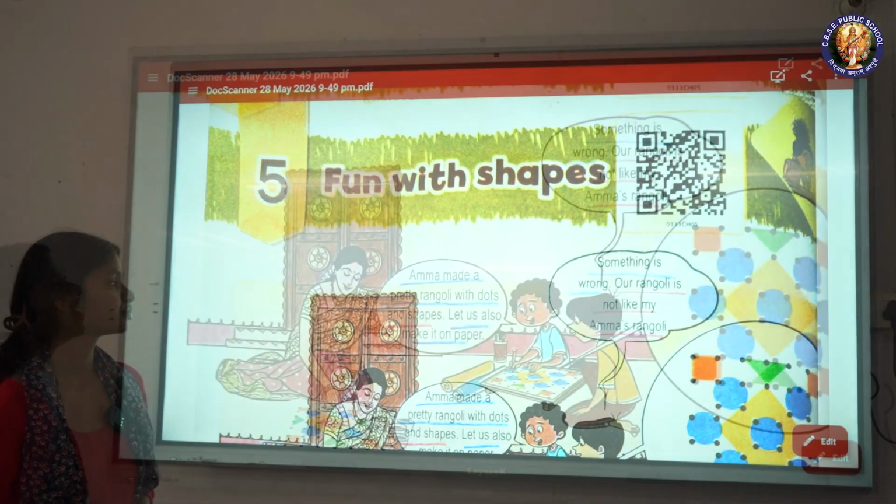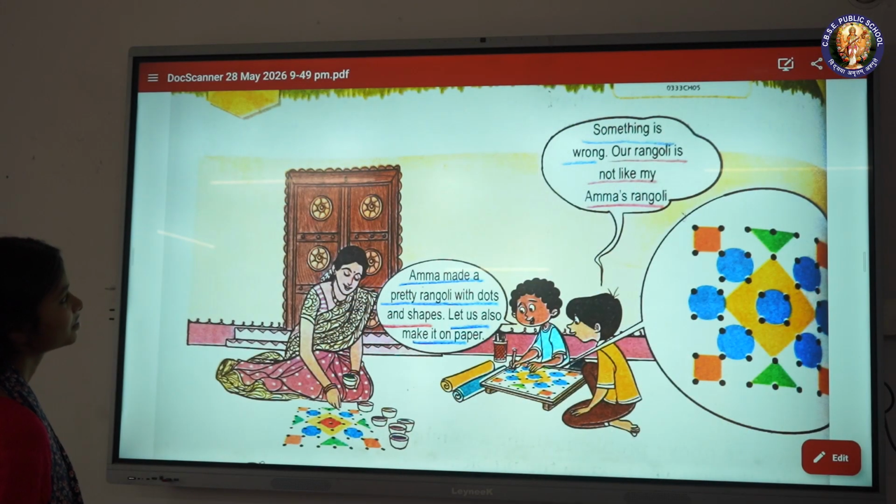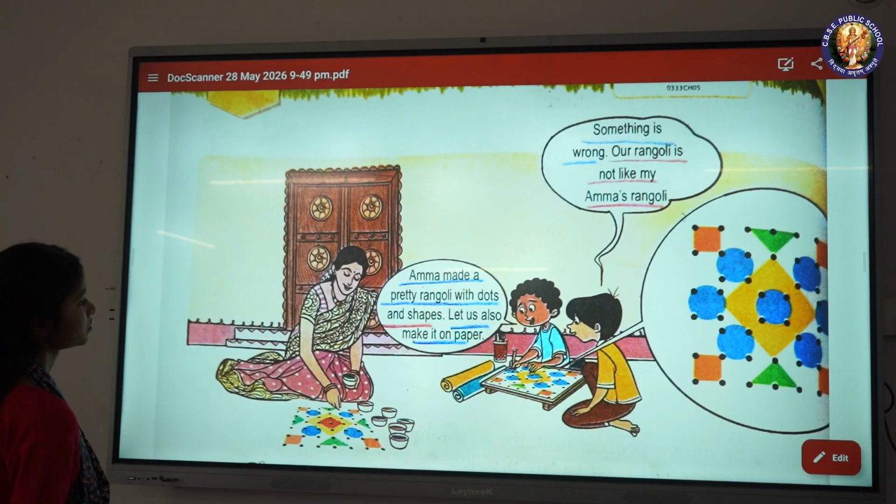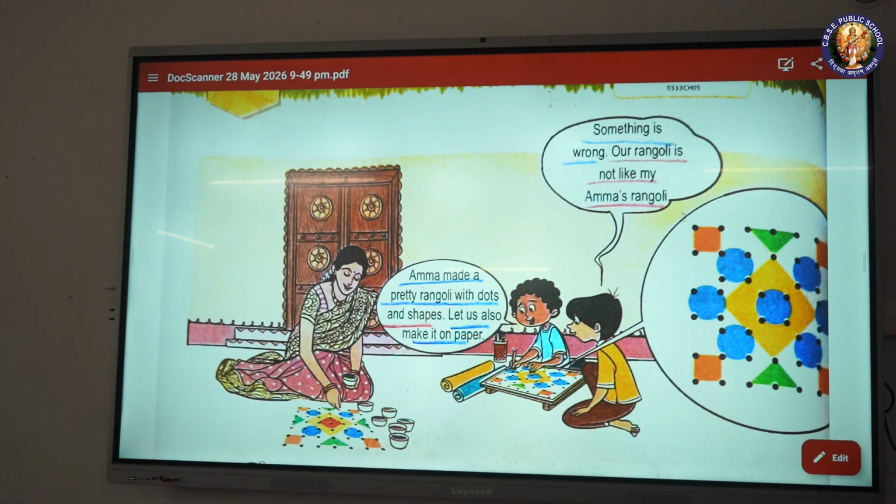So let's start. Something is wrong. Our rangoli is not like my Amma's rangoli. Amma made a pretty rangoli with dots and shapes. Let us also make it on paper.